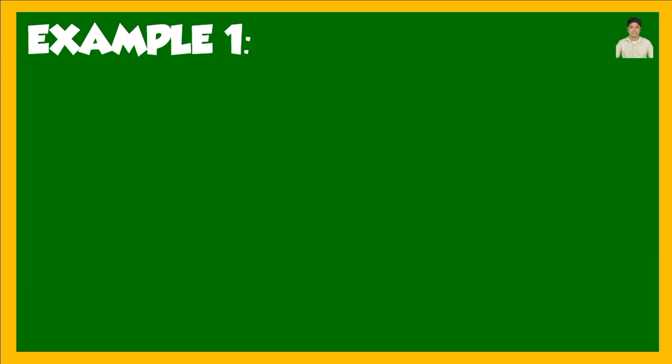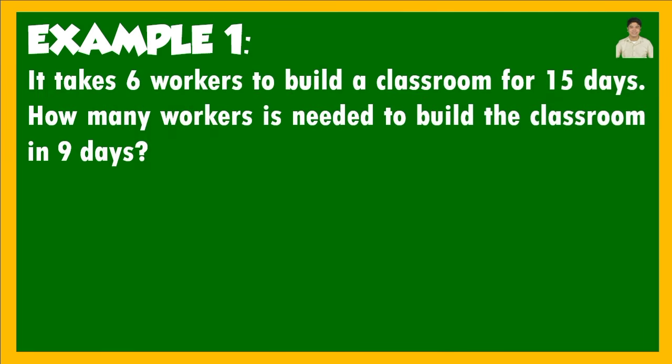So, para mas maintindihan po natin kung ano yung inverse proportion at bakit hindi siya kamukha ng direct proportion. So, let us have the following problem. It takes 6 workers to build a classroom for 15 days. How many workers is needed to build the classroom in 9 days? So, kapag 6 na tao or 6 na manggagawa ang nagtrabaho para ma-build or maitayo yung classroom, matatapos siya within 15 days.